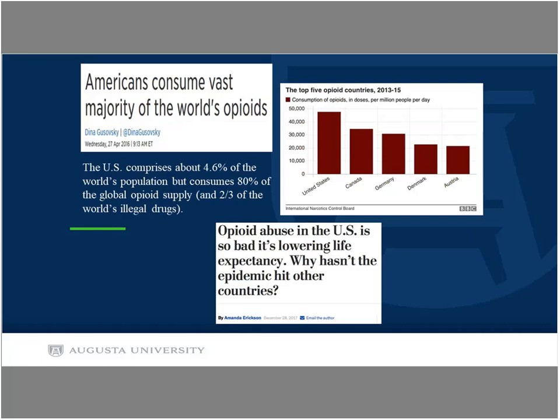And here's a headline from just December of this past year: opioid abuse in the U.S. is so bad that it's starting to lower our life expectancy. But for whatever reason, the epidemic doesn't seem to hit other countries in the same way that it's hit the U.S.